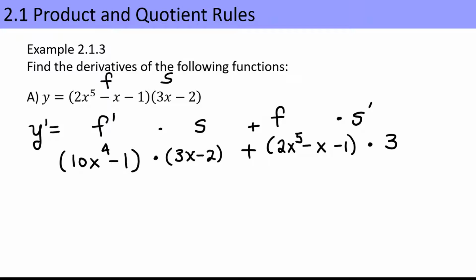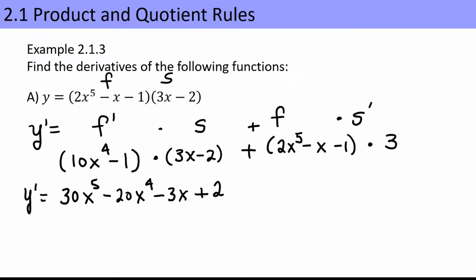So let's do that. We have y prime equals, multiplying the first two terms together, we'll use the FOIL method. So the first terms, 10x to the fourth and 3x, would be 30x to the fifth. Outside terms, negative 2 and 10 would be negative 20, and then we still have x to the fourth. The inside term is negative 1 times 3x, so minus 3x. And the product of the last terms, negative 1 times negative 2, negative and negative gives us a positive. Product of 1 and 2 is just 2.